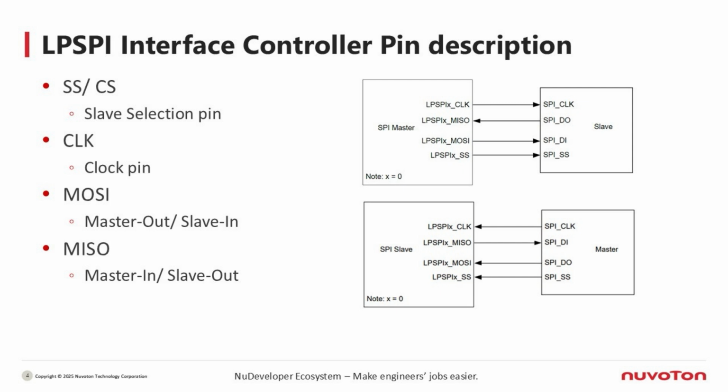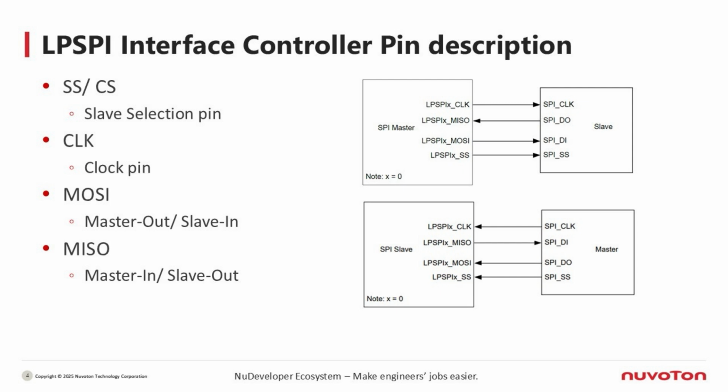If your system has multiple slaves, they all share the CLK, MOSI, and MISO lines. But each slave has its own SS pin, and the master controls each SS individually. Next is CLK, the serial clock. CLK defines the timing of the data transfer. In master mode, the master outputs CLK and sets the communication frequency. In slave mode, CLK is an input, and the slave uses it to latch or shift data.